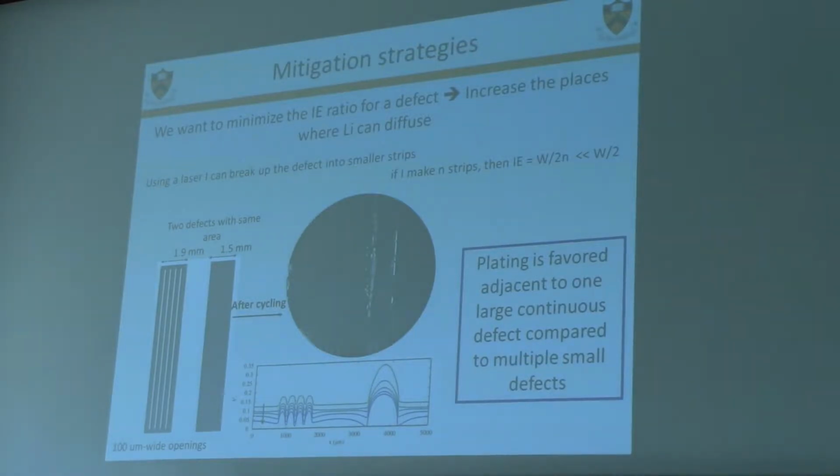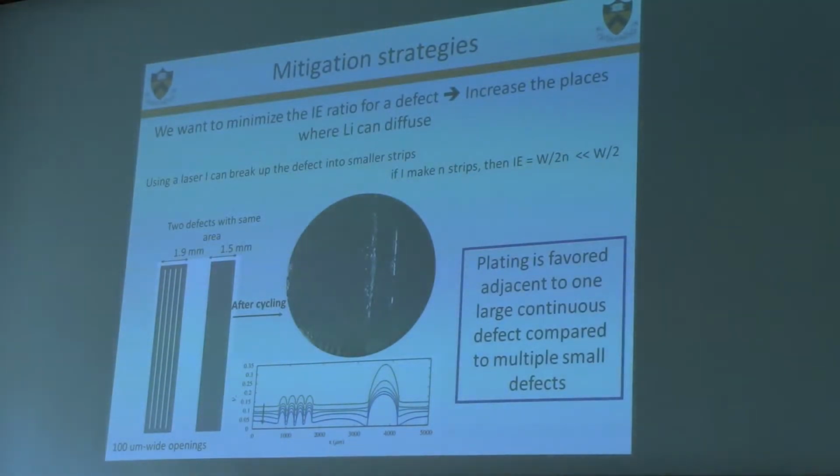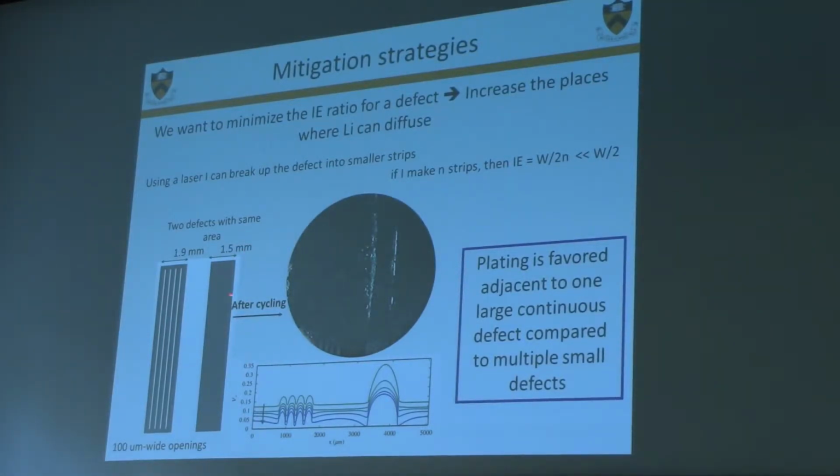And the answer is within our IE ratio. Okay, so if we want to mitigate this, we want to reduce that ratio. So why don't we increase the places where lithium can diffuse, right? We can do some experiments that are more thought experiments than a practical battery material. Suppose I take a laser and I take a band that's say 1.5 millimeters wide, and I cut it into strips. So I create small openings such that I have a bunch of 100 micron wide material strips, okay?